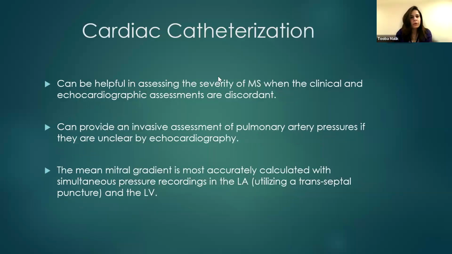So then moving on to cardiac cath, like we said earlier, cardiac catheterization is another diagnostic test we use, which can be helpful in assessing the severity of the MS when the clinical and the echocardiographic assessments are discordant. So for instance, the patient has MS but is more breathless or is having more chest pain. So you can do cardiac catheterization. In that case, you will look at your pulmonary artery pressures, your RV pressures, and so on. And it's an invasive assessment. And the mean mitral gradient is most accurately assessed during this procedure.